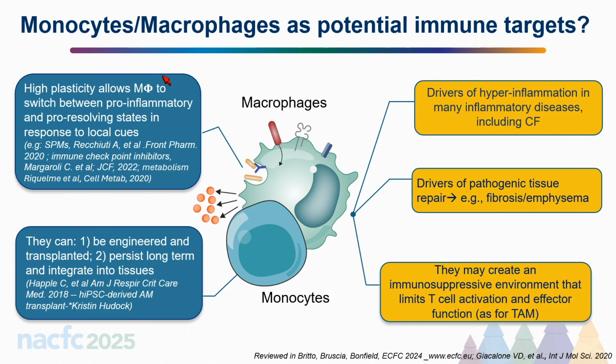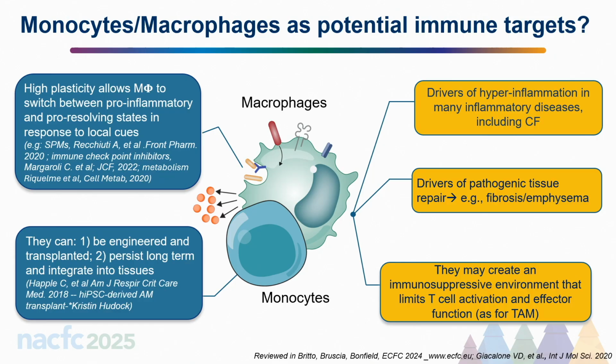And why I think those cells are fun to target is that they are extremely responsive to local cues. So it will be easy to find molecules that will be able to switch them from a pro-inflammatory to a pro-resolving phenotype. There are several studies exploring these directions, like the use of specialized pro-resolver mediators, the use of immune checkpoint inhibitors, or modifying the immunometabolism. And also, thinking about the future, those cells can be used for cell transplantation.